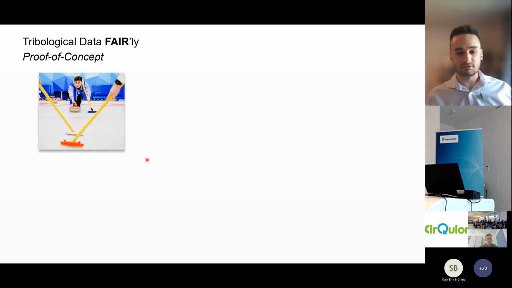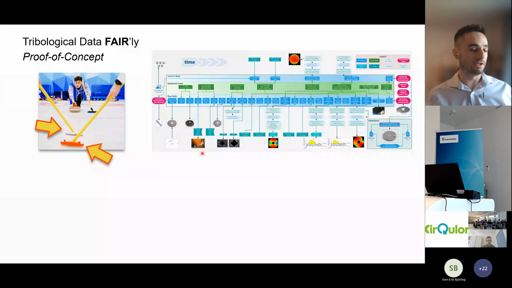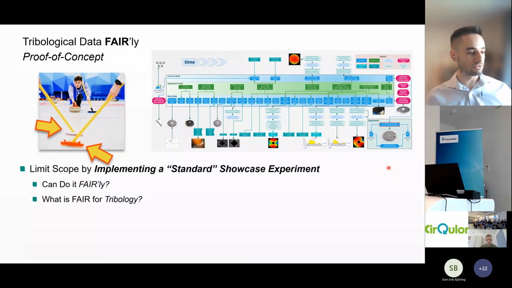The deal is that the friction in this case is not a property of the ice or the stone, but actually a property of how the ice was prepared. That led us to the realization that the value of our data is in the preparation steps, not in the experiment itself. The experiment is way down the line. So we asked ourselves, can we redo a tribological experiment FAIRly?